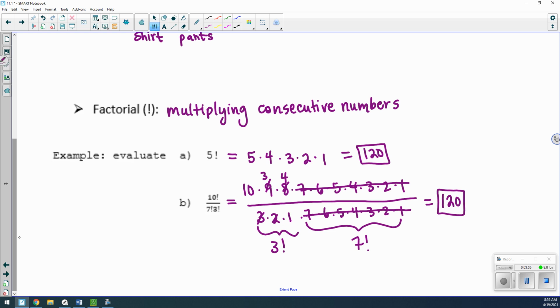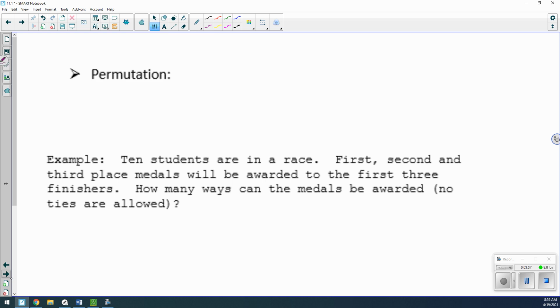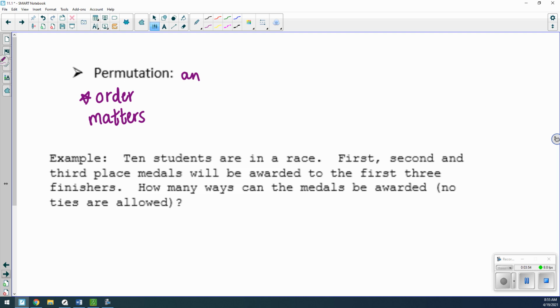Okay, next up, let's talk about permutation. So permutation is an arrangement of items in a particular order. So with permutation, I always remember that order matters. Order matters. So permutation is an arrangement of items in a particular order.